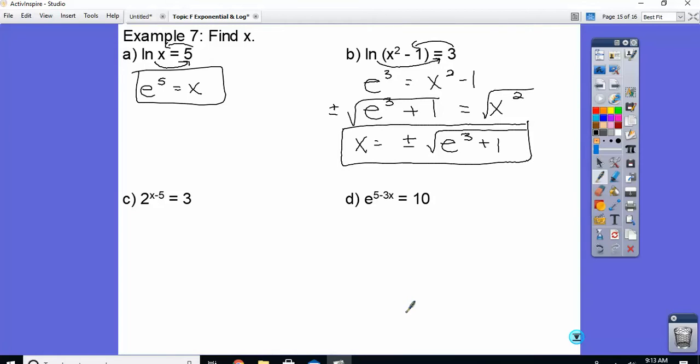So we've solved a couple with logs, and our strategy is just to turn them into exponentials. Let's solve some that are already exponentials. 2 to the x minus 5 equals 3. If we can, we get a common base. If it were like 2 to the x minus 5 equals 8, we would rewrite our 8 as 2 to the third. Can you do that with the 2 and 3? No. Do you guys remember what we did?